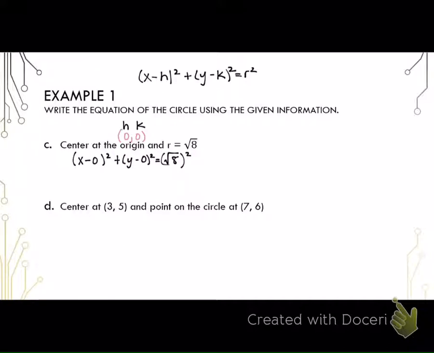All right, so what's x minus 0? It's x. So this is just x squared plus y squared. And then the square root of 8 times the square root of 8 is the square root of, what's the square root of 64? 8.